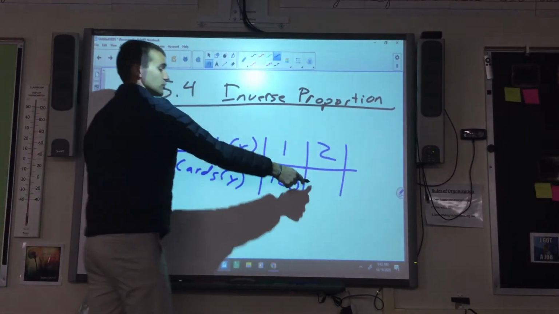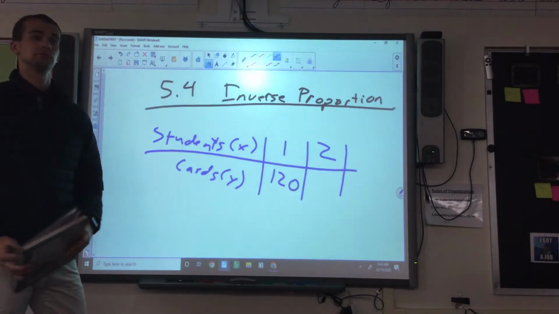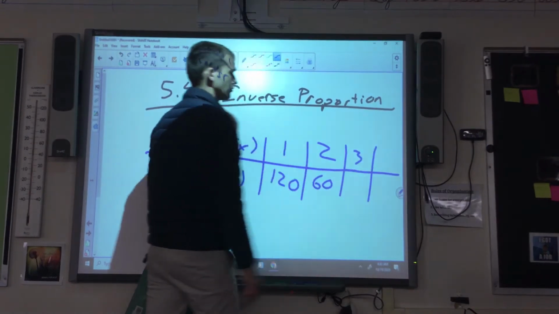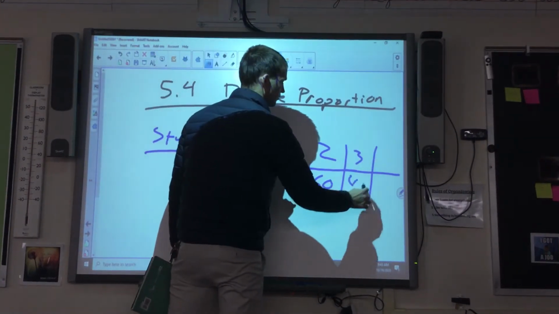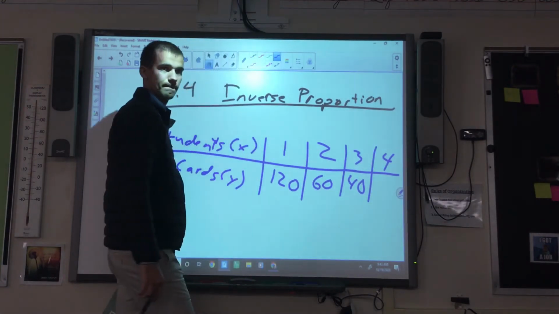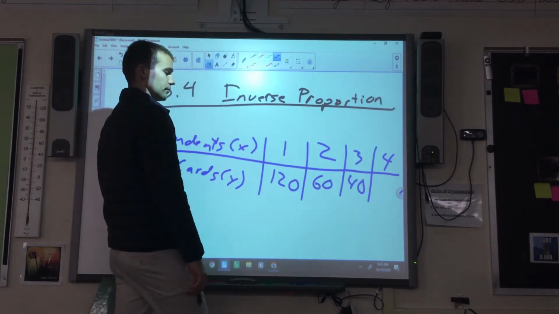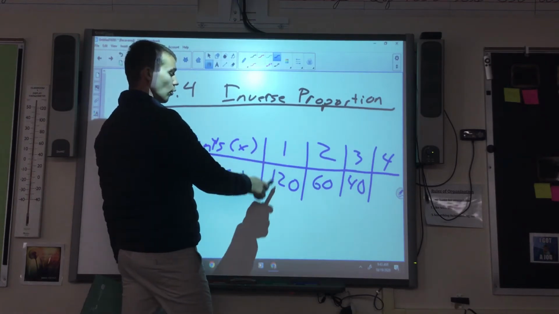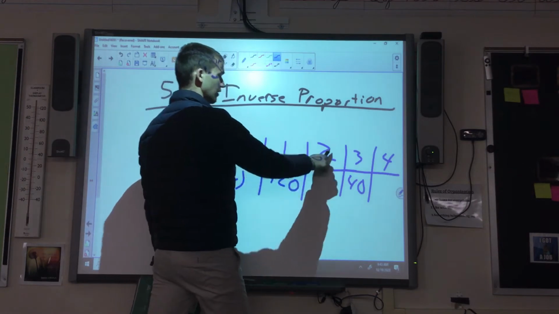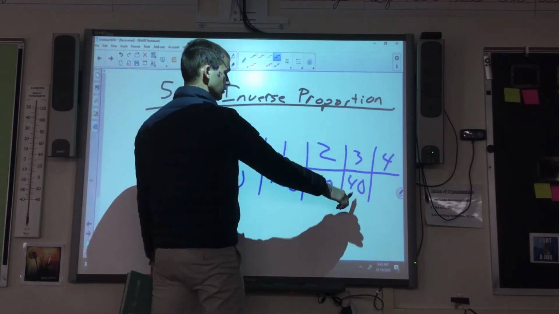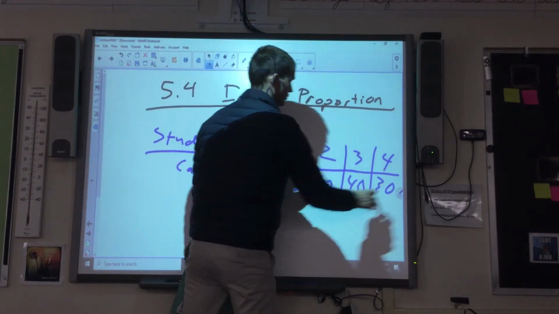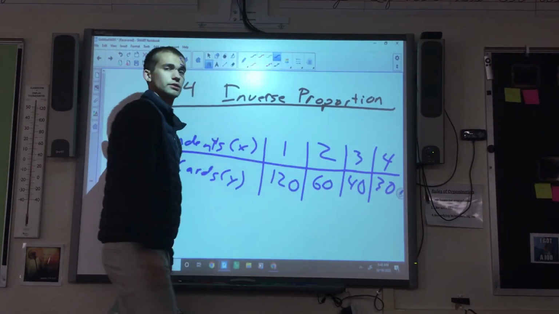If you've got two students then what would this go down to? 60. Yep. 3 students, it would go down to? 4 students, it would go down to? 20. No. Nope. 30. It's not just getting divided by 2. Think about it. 120 divided by 1 is 120. 120 divided by 2 is 60. 120 divided by 3 is 40. 120 divided by 4 is? 30. Because 12 divided by 4 is 3, and then you got the 0 that's going to be left over.